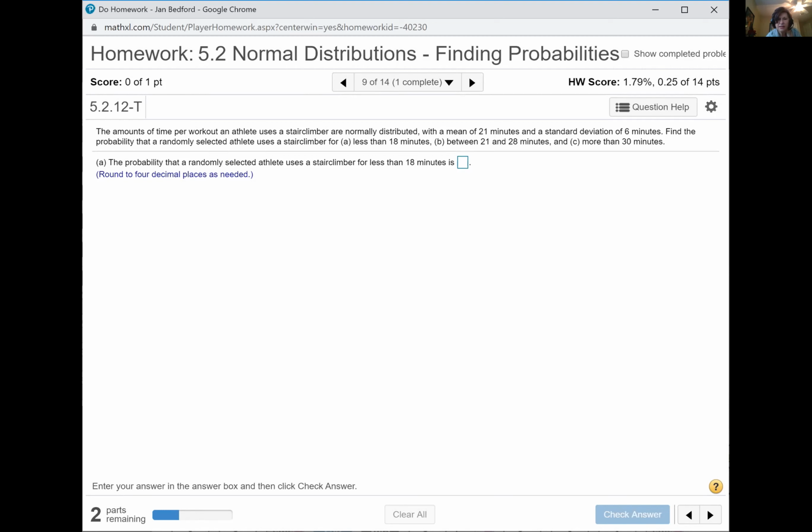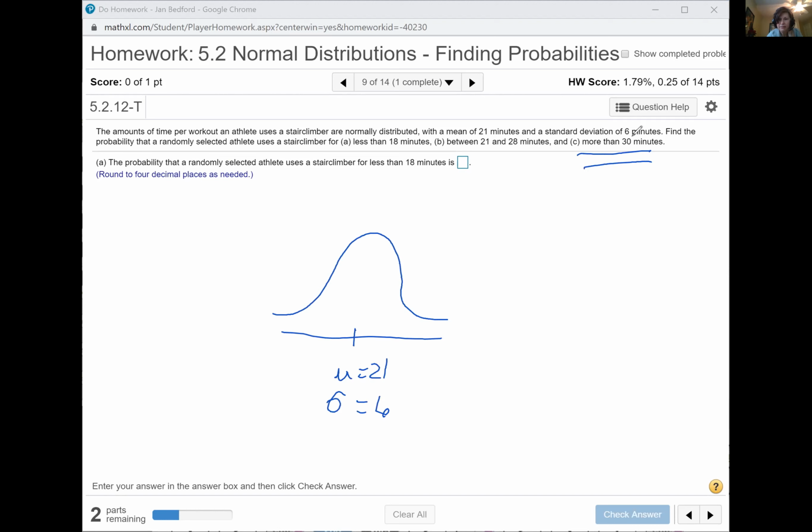This says the amount of time per workout that an athlete uses a stair climber is normally distributed. So that tells me I can do my bell curve. The mean is 21 minutes. The standard deviation is 6. And we want to find the probability, and we're going to do C, that the person uses the stair climber for more than 30 minutes.